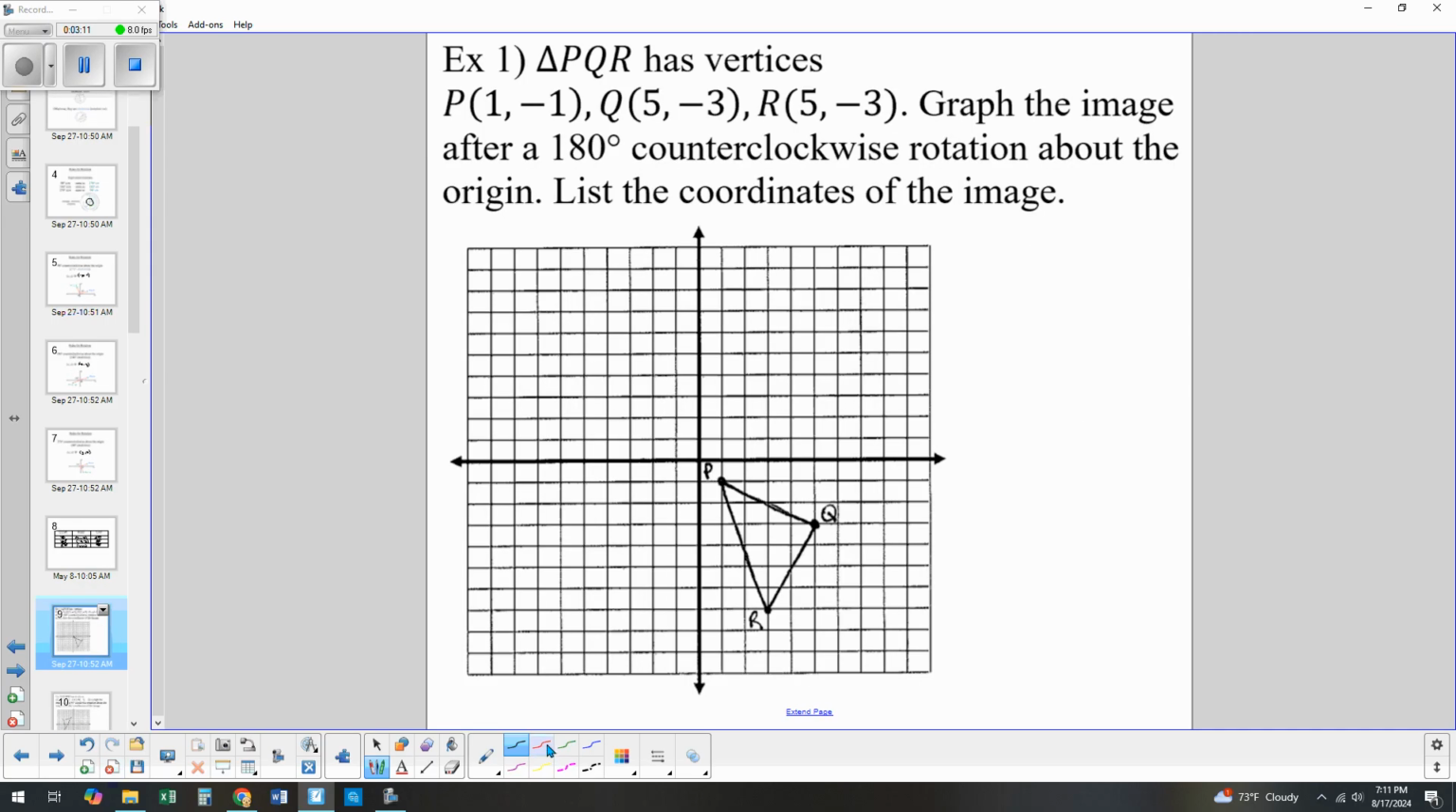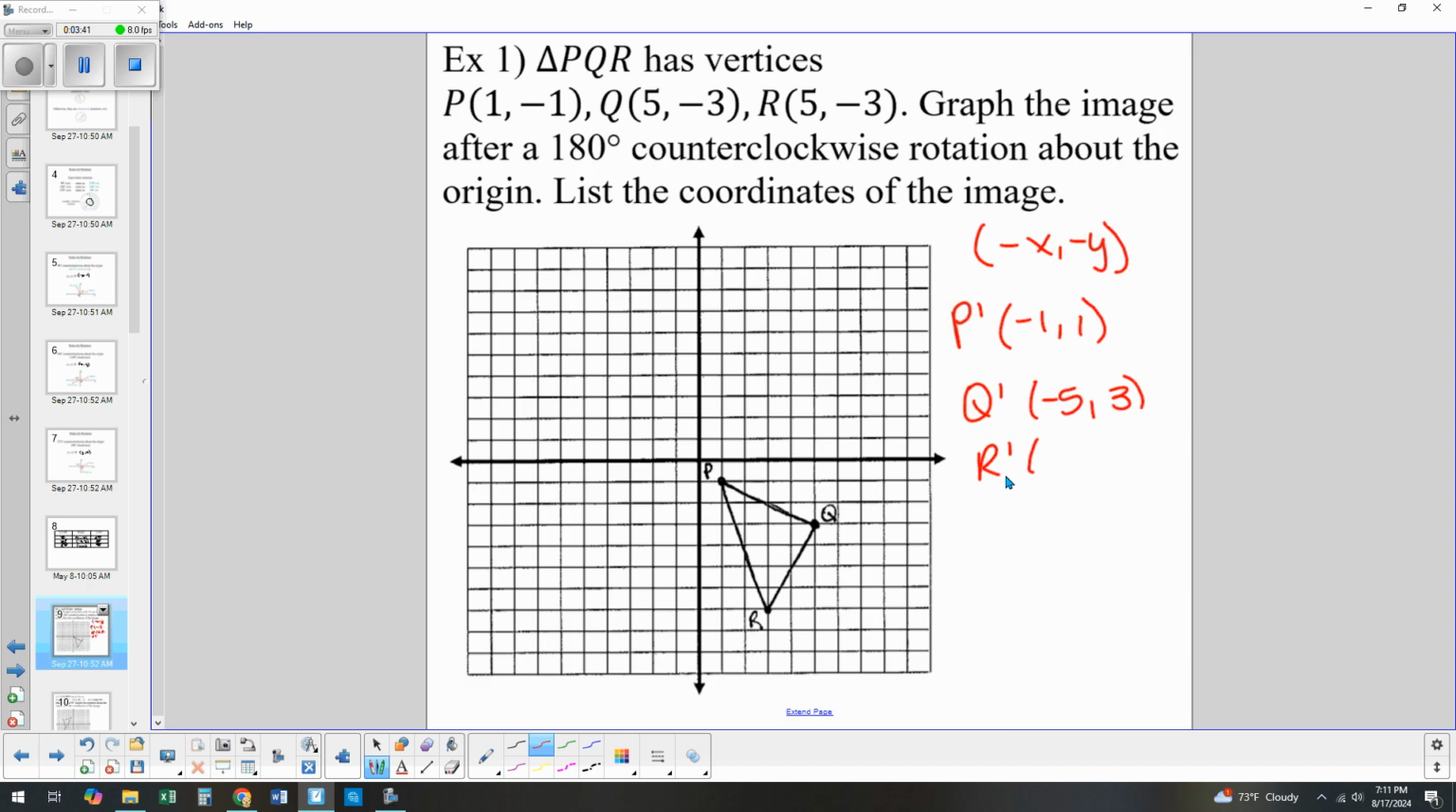For example 1, we are given our coordinates. We want to graph the image after a 180-degree counterclockwise rotation about the origin. So I'm always going to list my points first because that's the rule that I'm using. So 180 is -x, -y. So that just means I'm changing every sign here. P prime would be -1, +1. Q prime would be -5, +3. And R prime would be -5, +3.